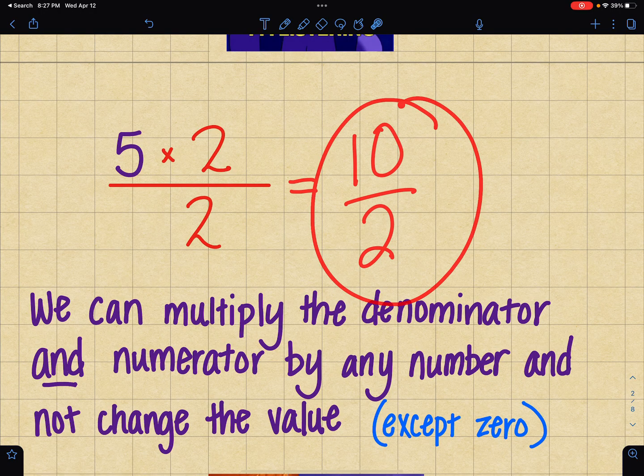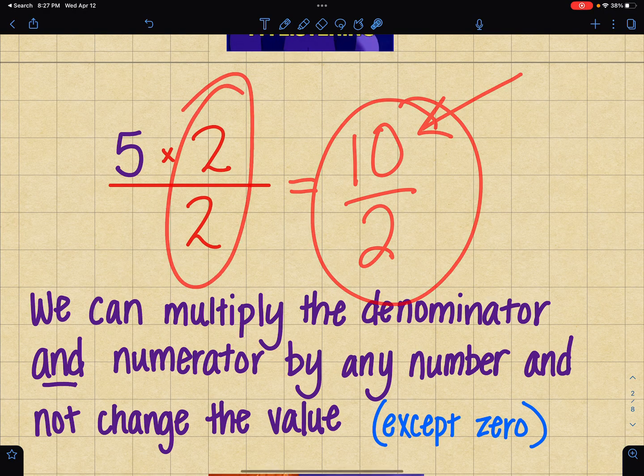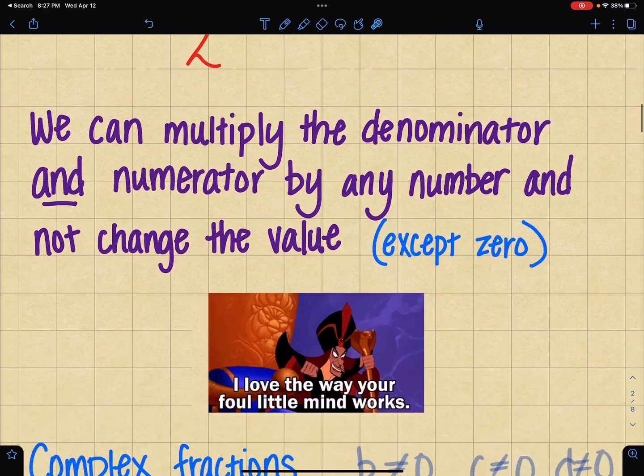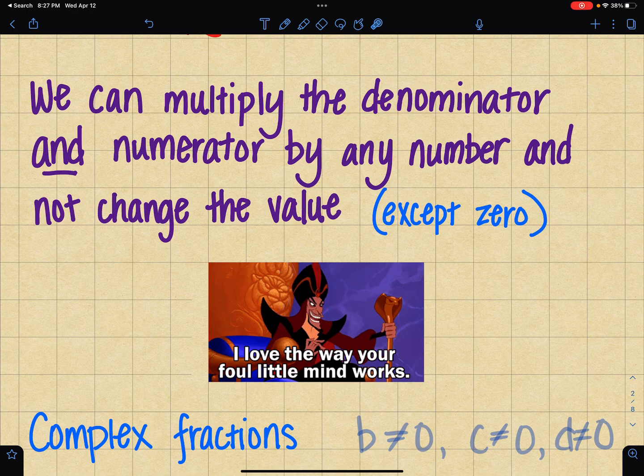So you've changed the numeral, but the number itself that it represents is not changed, just because that 2 over 2 has a value of 1. That's why you can multiply the denominator and the numerator of a fraction by any number, as long as that number is not 0. It can't be 0. 0 ruins the whole thing. 0 is a special number. And you don't change the value of the fraction. All right, so I think you get that. Denominator, numerator, same quantity rule.